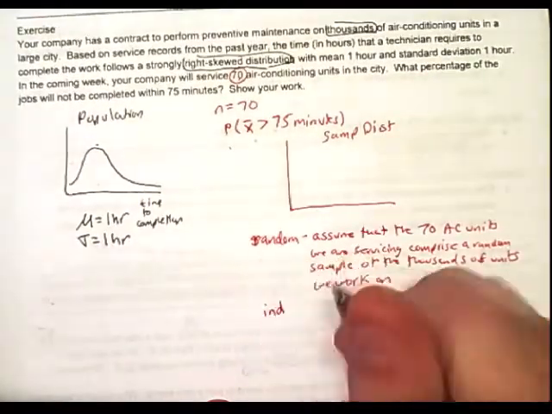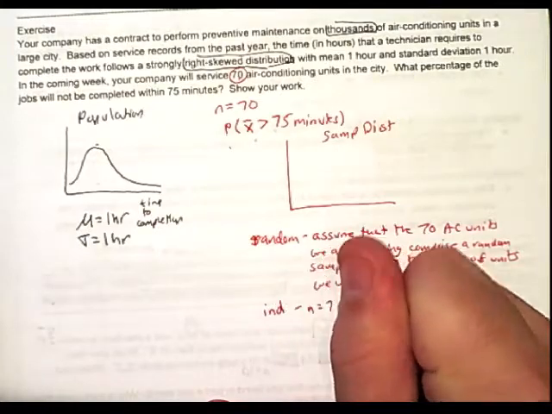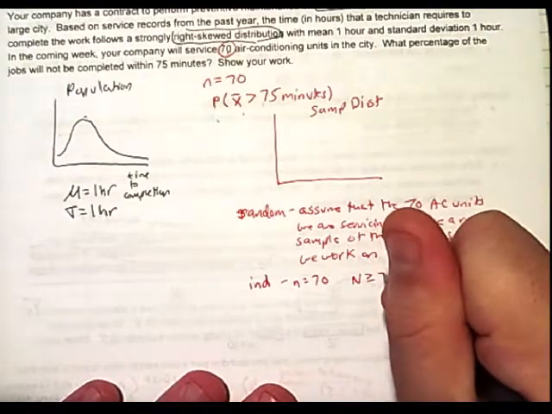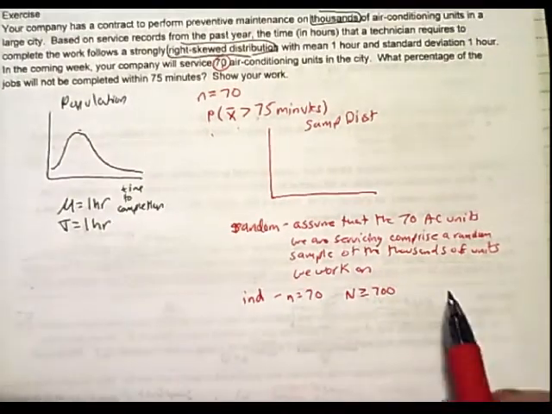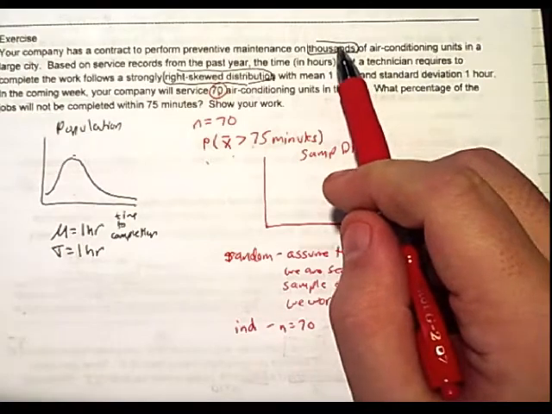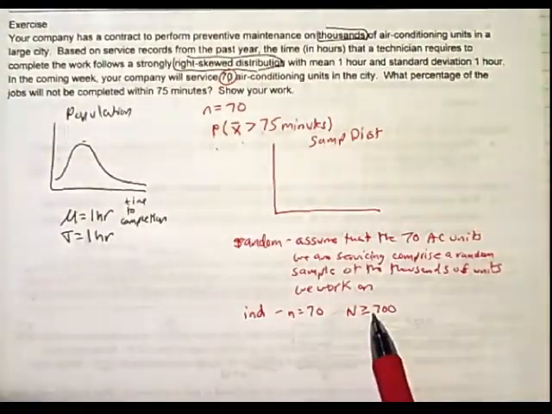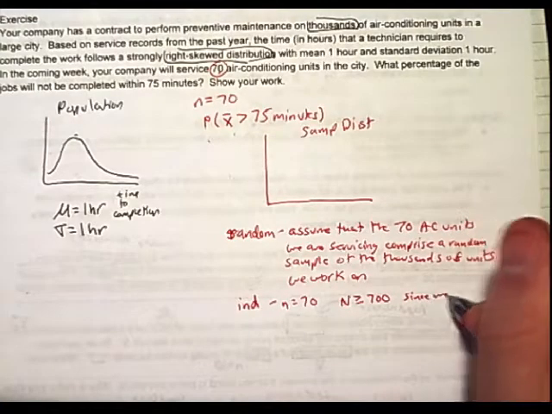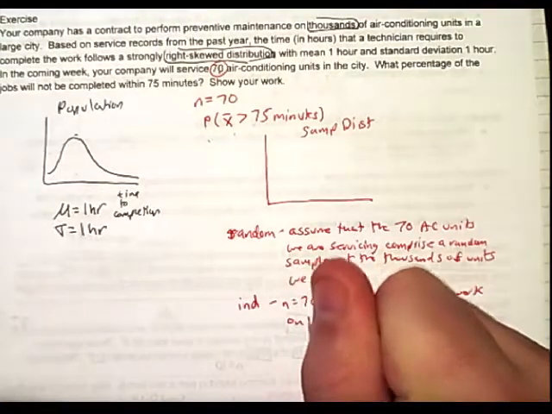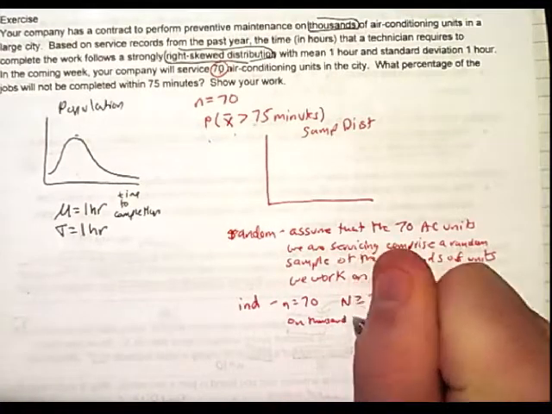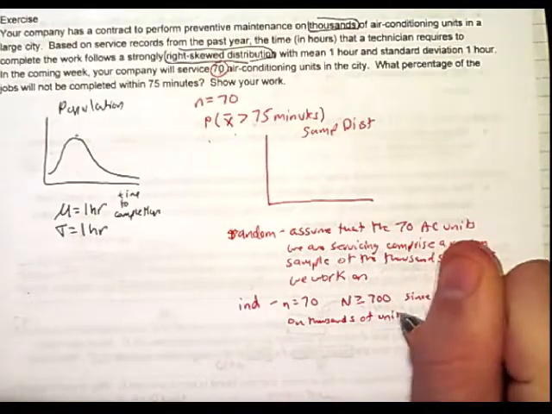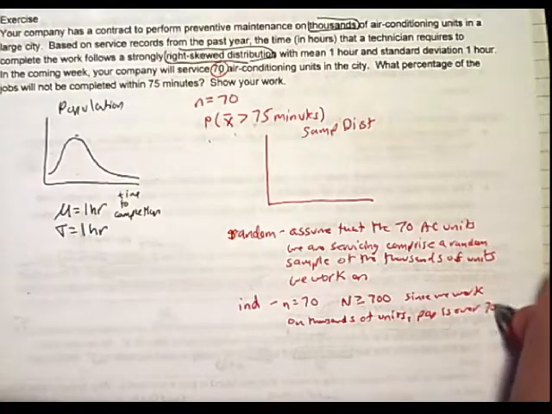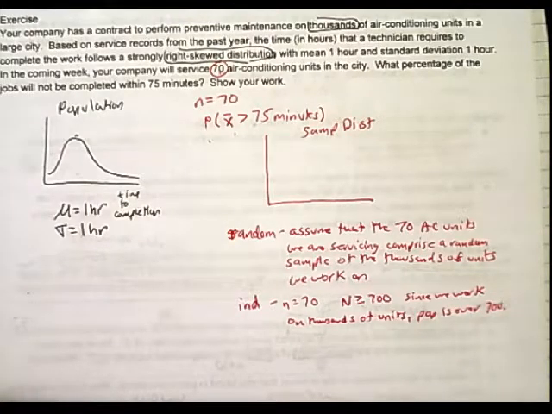The independence condition. All right, n equals 70, so therefore the population N has to be bigger than 700. Does that work? Yes. Why? Because we work on thousands every year, which is more than 700. So I'm going to say, since we work on thousands of units, the population is over 700.